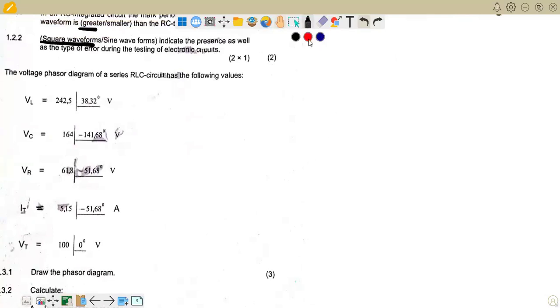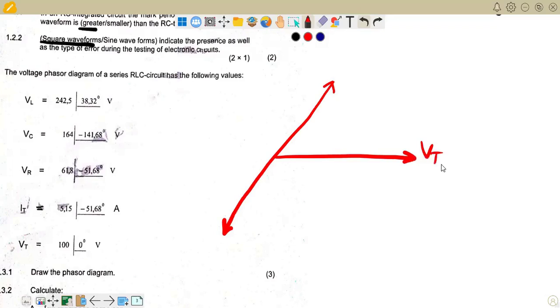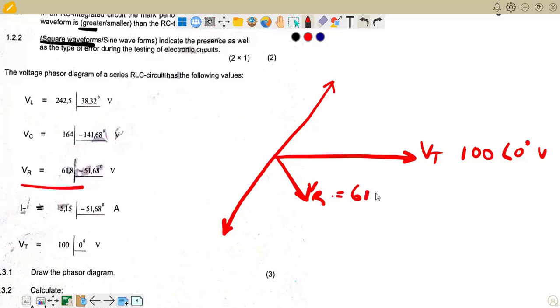This is how it has to come out. I will try to indicate it here clearly. Right, so we draw it in this way. There it is. Then we indicate, this marks our VT, the supply voltage, and we've been given there that it is 100 angle of 0 degrees volts. And then we have VR, we indicate it here. VR is supposed to be 61.8 angle of negative 51.68 degrees. That's the reason why we have to indicate it in this way, and we indicate the angle.